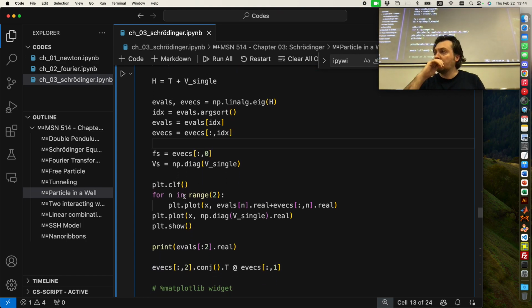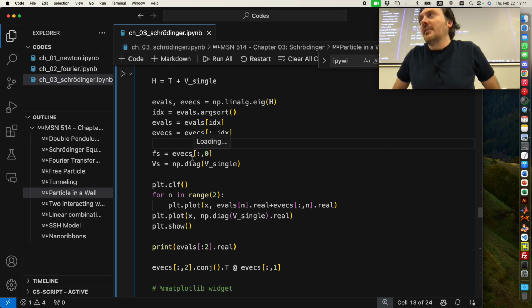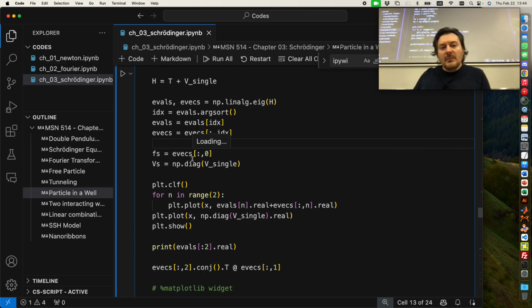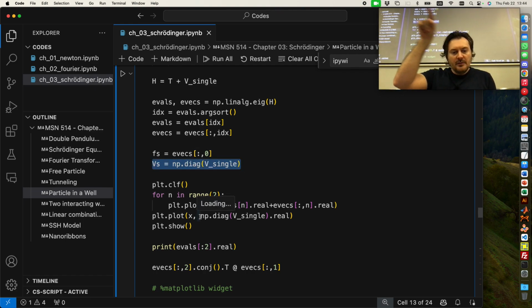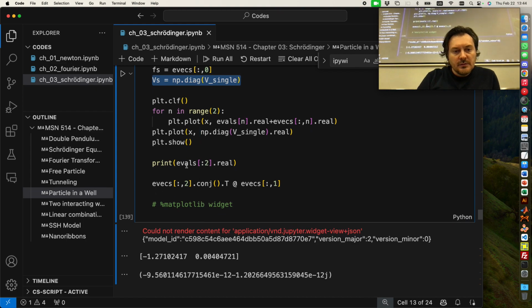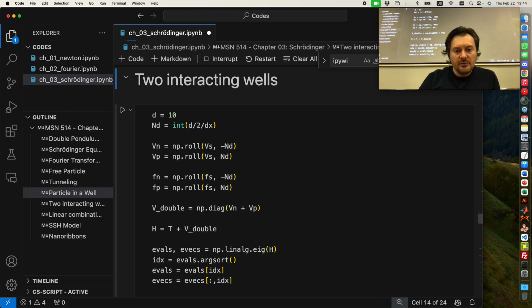Yes? Very good question. So we will start with a single well. Guess what we'll look at? We will look at a double well, okay? Then multiple wells, okay? That's why it's single now. So right now our single well potential is like this. And let me just run this code.